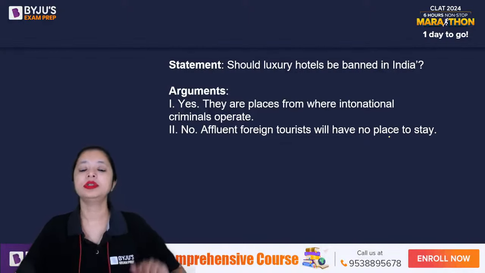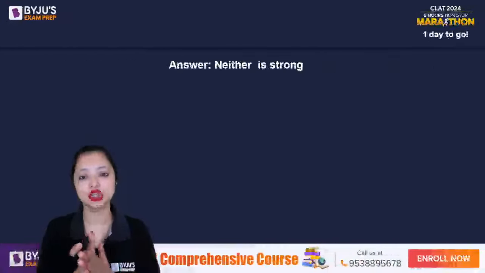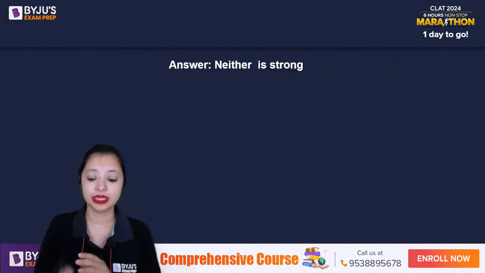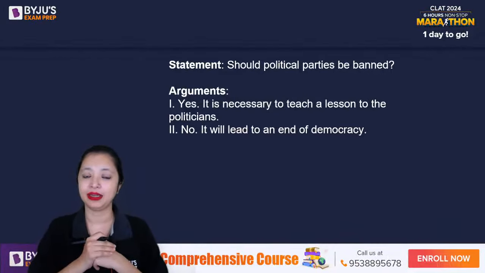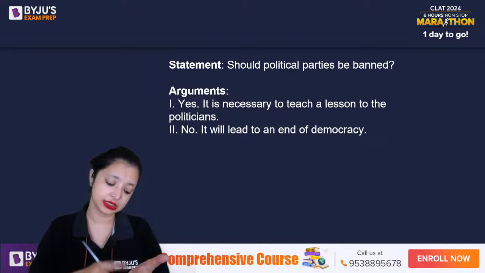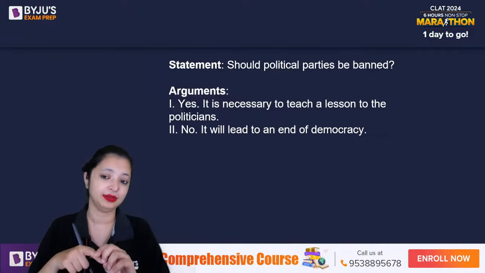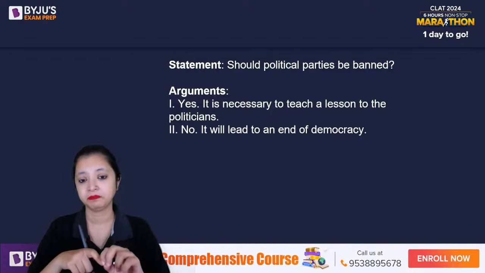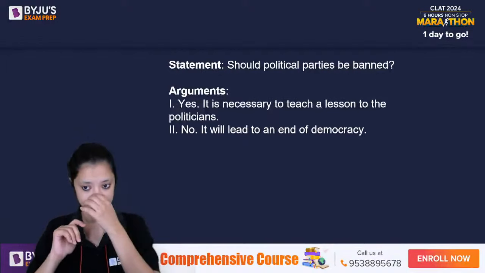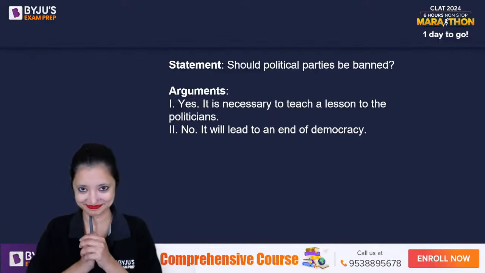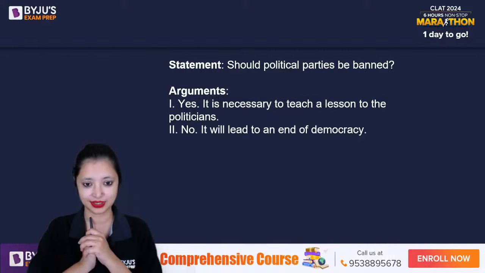So on that note, I hope you've been able to apply some logic to the questions that I brought for you. Let's do one last question very quickly, and that is this. Should political parties be banned? The judge thinks, okay, what is argument number 1? Teaching politicians a lesson is necessary, sir, ban the political party. And the other lawyer says, no sir, if you ban political parties then democracy will end. Strong, weak? Second is strong.